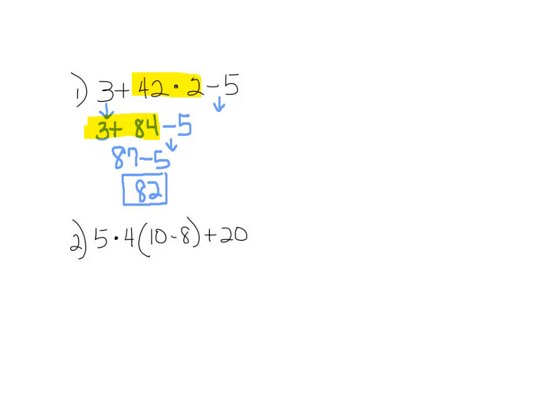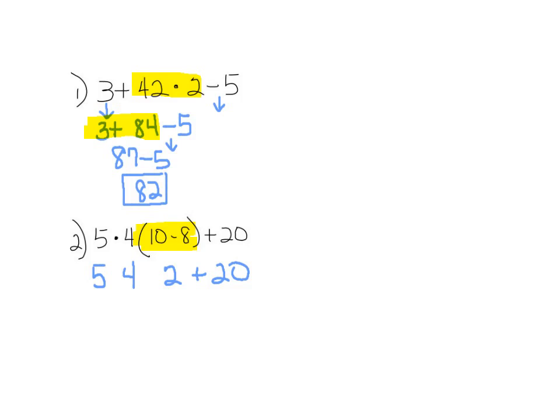When we first look at this problem, the first thing we're going to look for is any grouping symbol so we can perform the operations within the grouping symbol. There's only one operation within my grouping symbol, and that is subtraction. So my first operation is subtraction because it's within the grouping symbol. Let's rewrite this having evaluated that first operation. I'm going to bring down 5 times 4 times 10 minus 8, which is 2, and then plus 20. Copy everything else down.